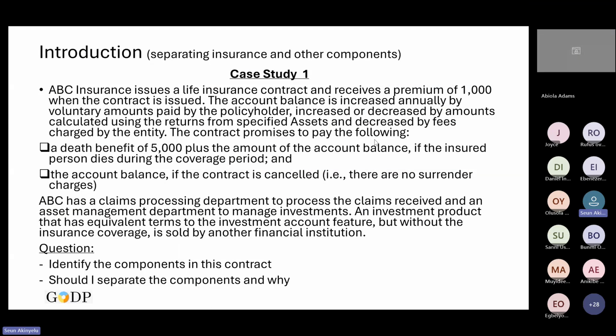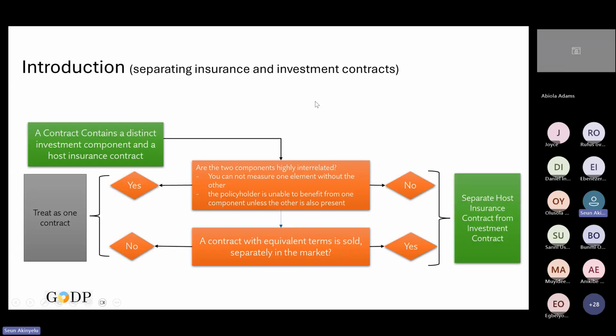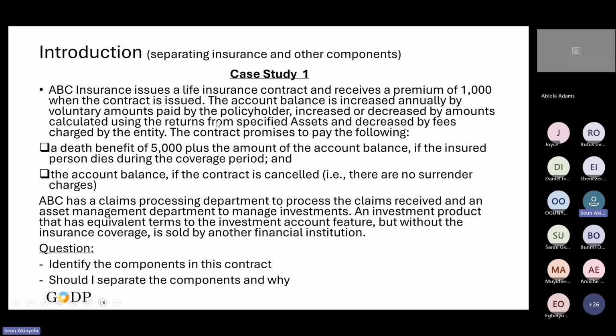I just explained the two things that you actually take it through. Number one, the test of highly interrelated, where the component is highly interrelated, and the test of whether such an instrument is sold that does not have the insurance component, so that it is sold separately as an investment component. Please, you can unmute to answer. Should I separate it, or should I account for it as one instrument?